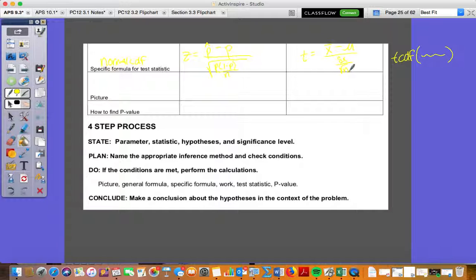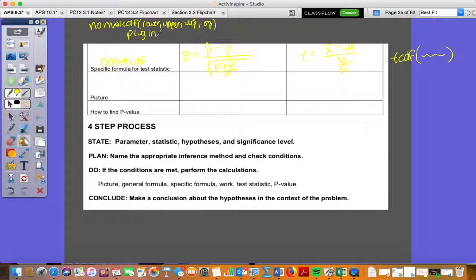Now, to Ryan's question, here's what I would do in the do phase. Normal CDF: lower, comma, upper, comma, mean. What is the mean? Mu of p hat, comma, sigma of p hat. I would use that and then plug it in. That's the easy one.